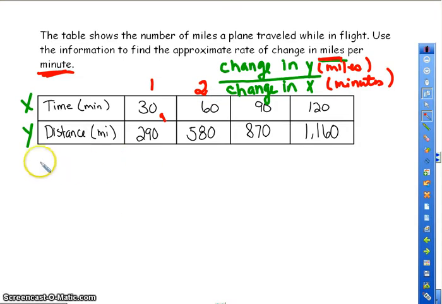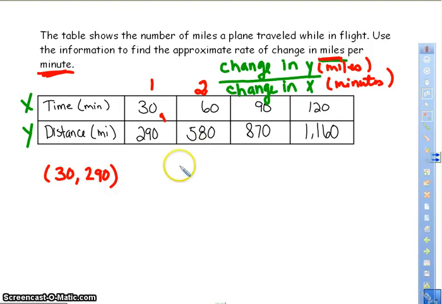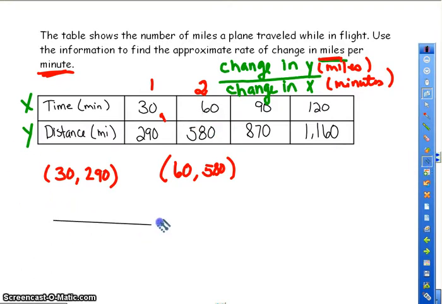So my two ordered pairs are 30, 290 and 60, 580. These are my x, and this is the y. It doesn't matter which ones you choose. You're just going to choose any two. Once again, it does not matter which ones you choose.